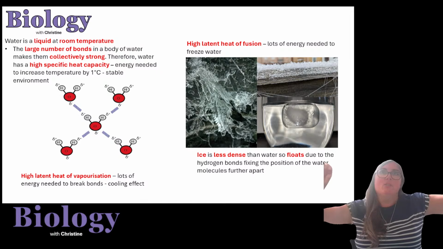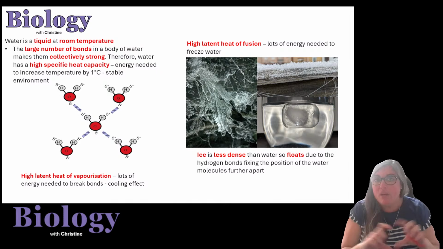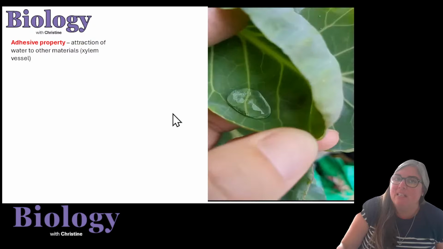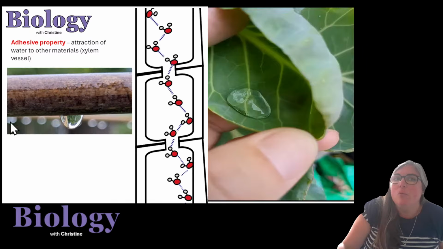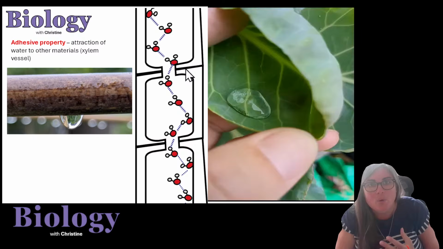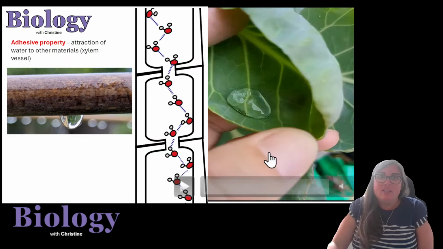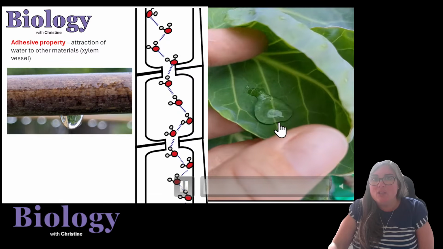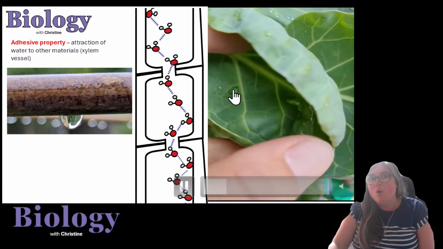Therefore, it's going to create a layer, which is an insulation layer, and therefore the environment underneath is able to be stable as well. The adhesive properties is the attraction of water to something else. So whether that attraction is to, in this case, this stick, or whether that attraction is to the cellulose in the xylem vessel.